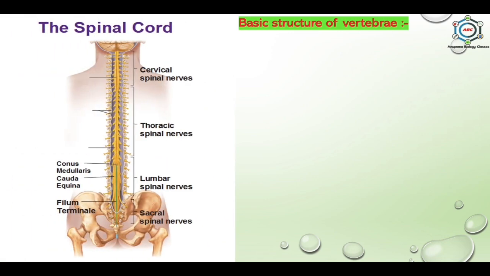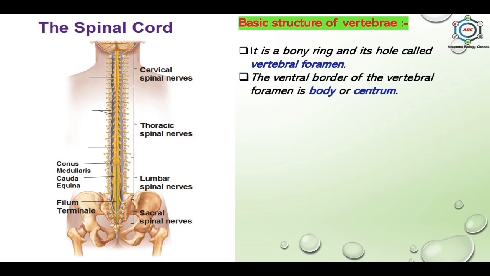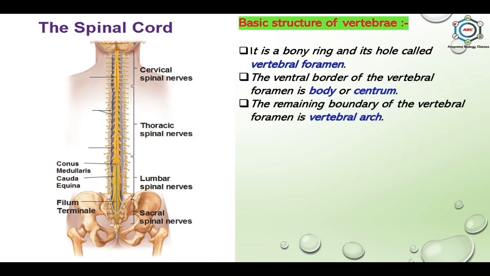Now, the summarized view of a vertebral column, and this is the structure of the spinal cord. You can see it starts from the neck and completes on the trunk, and in the complete structure, a vertebra is a bony ring and its whole cavity is called the vertebral foramen. The ventral border of the vertebral foramen is the body or centrum. The remaining boundary of the vertebral foramen is the vertebral arc.